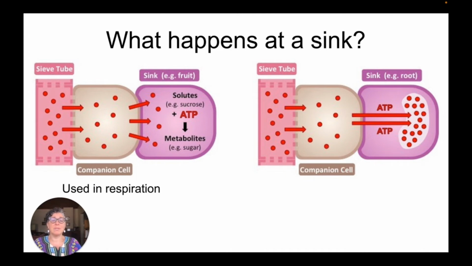Or we could have what's happening on the right-hand side. We have the phloem tube, the molecules are pumped into the companion cell, pumped into the sink, and then they're going to be stored in a root, for example, and they would be stored as starch molecules.